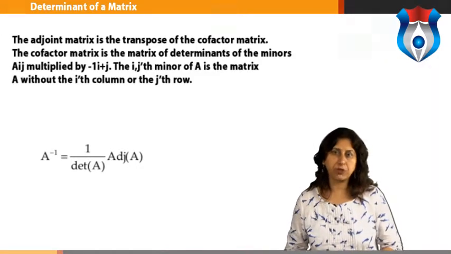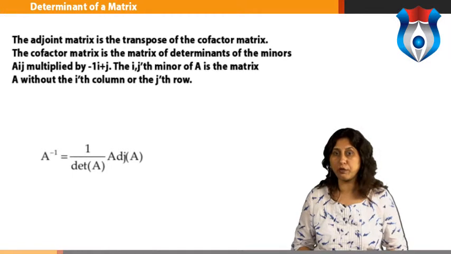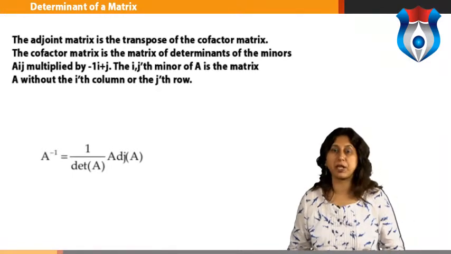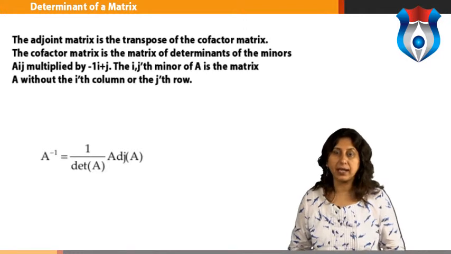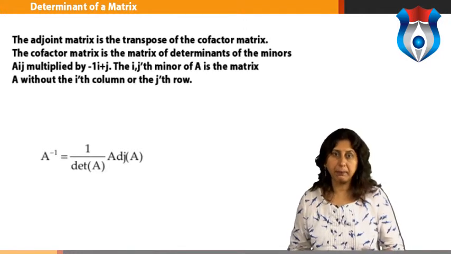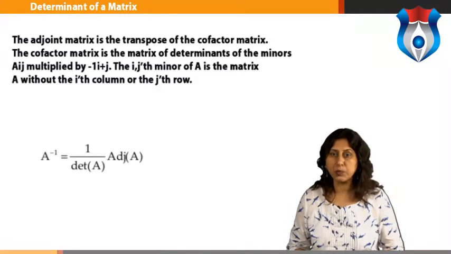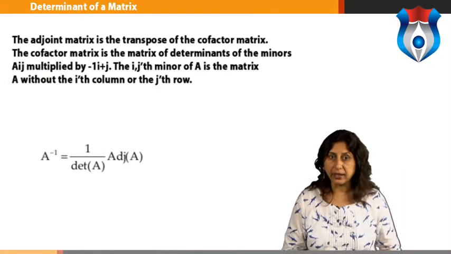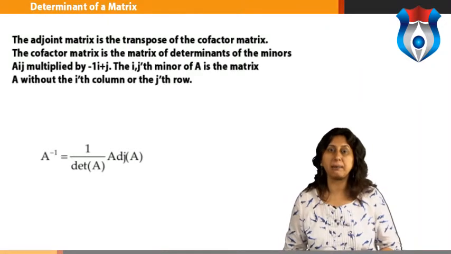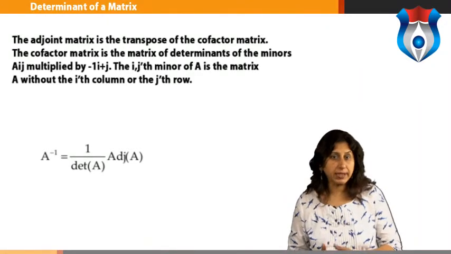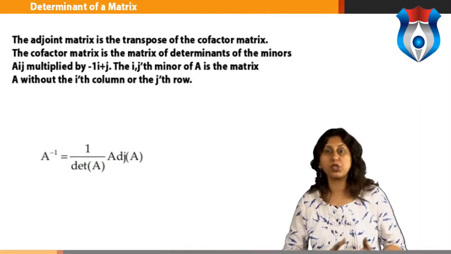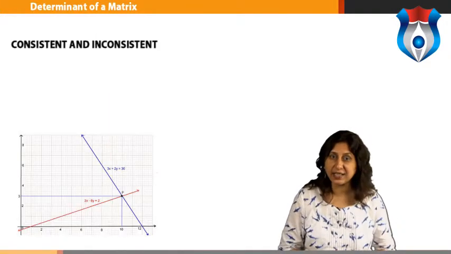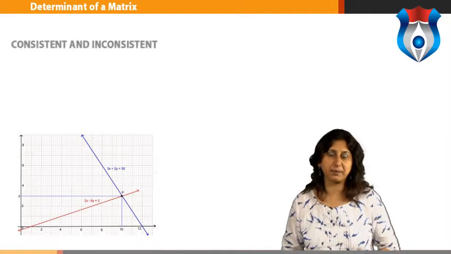The adjoint matrix is the transpose of the cofactor matrix. The cofactor matrix is the matrix of determinants of the minors Aij multiplied by -1 to the power i plus j. The I, jth minor of A is the matrix A without the ith row and the jth column. Now we will talk about consistent and inconsistent systems.